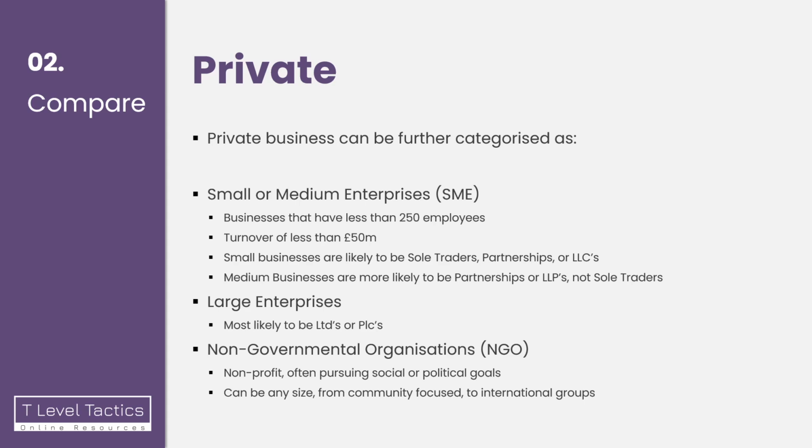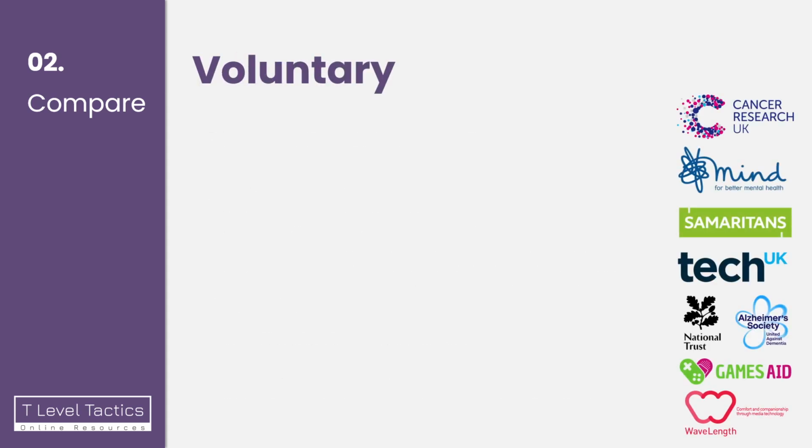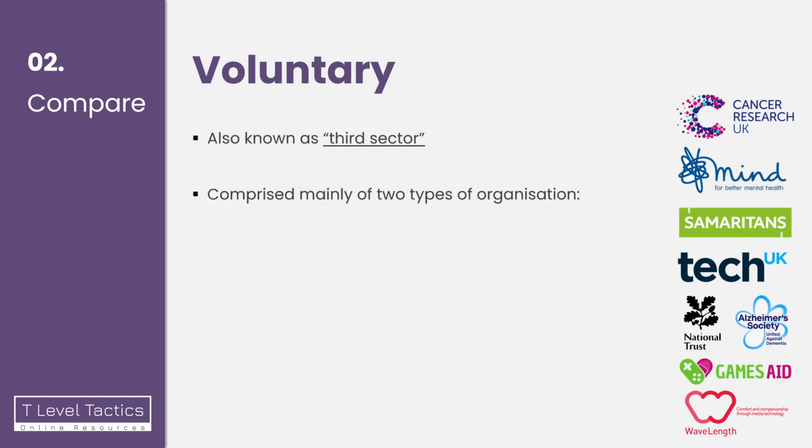Let's move on to the final sector, voluntary. The voluntary sector is sometimes known as the third sector, and this is where we find two different types of organisation. We can have not-for-profit, and we can also have charities.